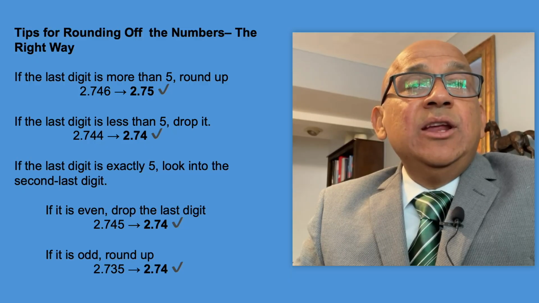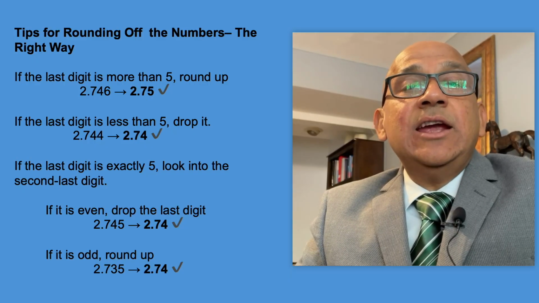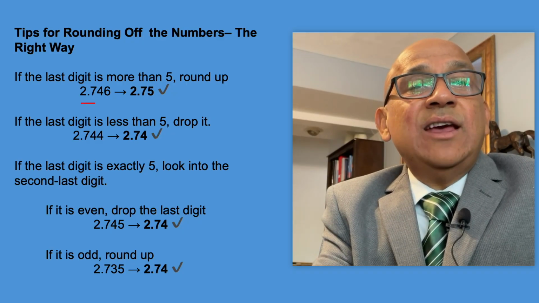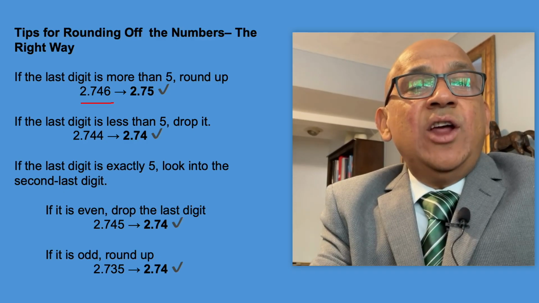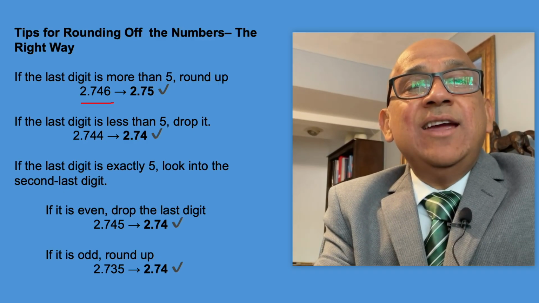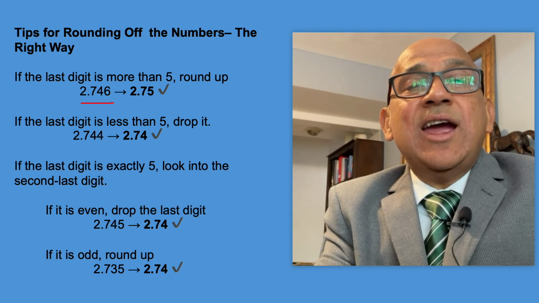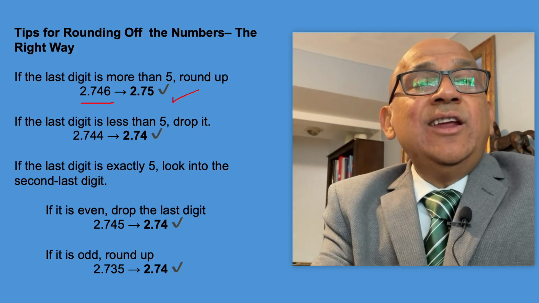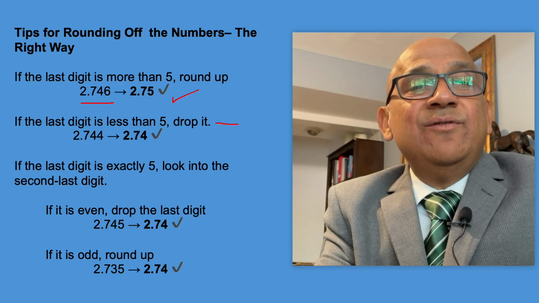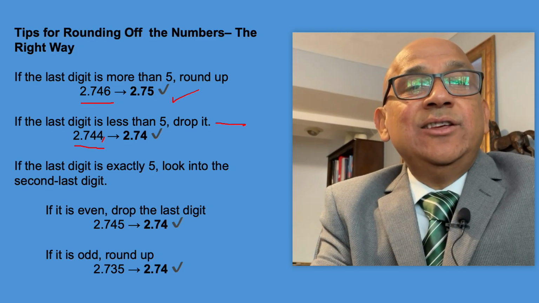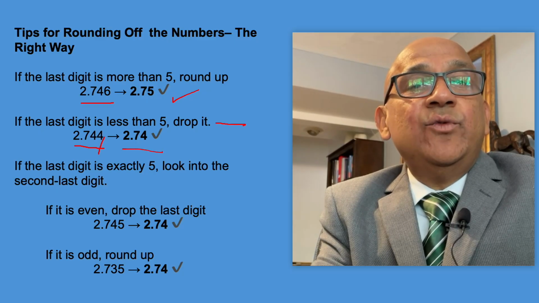Now I will also give you some tips for rounding off numbers, the right way to do this. For example, suppose you have the number 2.746. If the last digit is more than 5, we round it up. Because in 2.746 the last digit 6 is more than 5, you can write it as 2.75. On the other hand, if the last digit is less than 5, then you should drop it. For example, in 2.744 the last digit is 4, so if you want to round it, you have to drop it. So it will be 2.74.